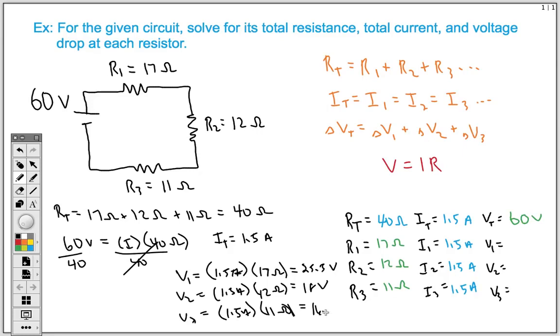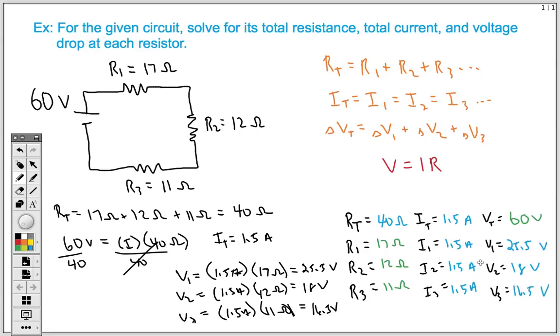16.5 volts. Okay, and so now we can just complete our chart. Voltage drop 1 was 25.5, voltage drop 2 was 18, and voltage drop 3 was 16.5.